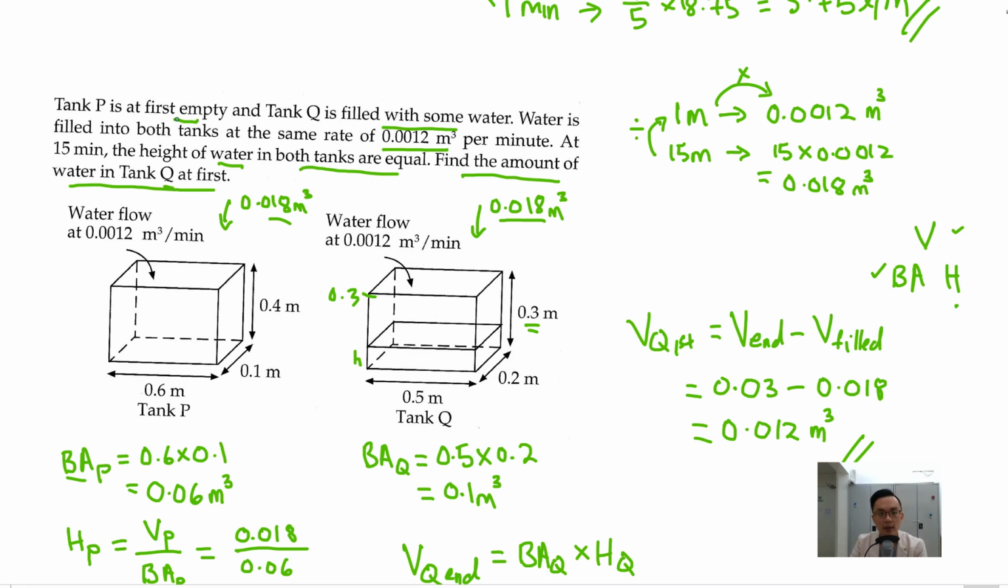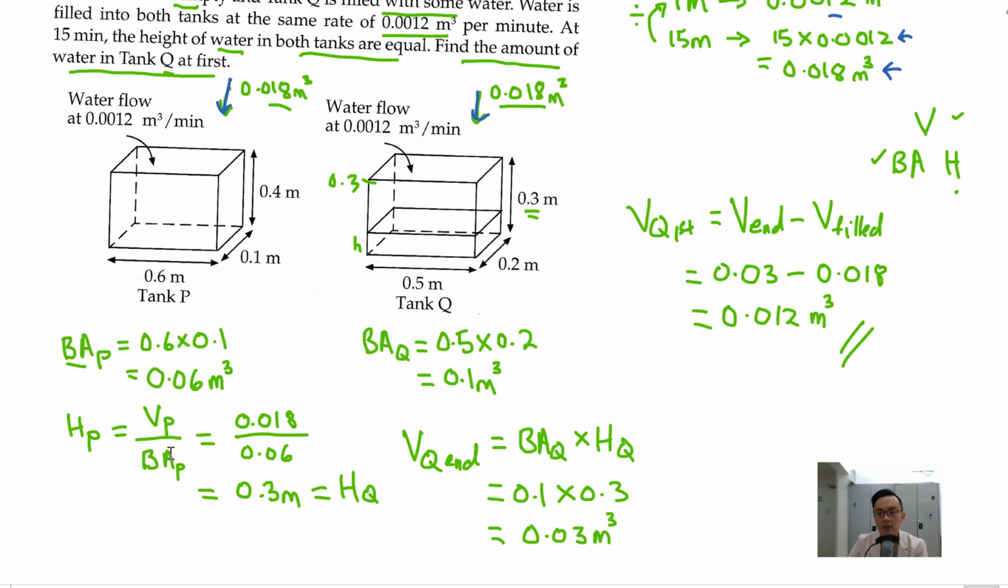So basically, the 2 tanks were empty. You poured in a certain amount of volume, and you find that if you take this, multiply by 15 minutes, you get this answer, which is the amount you pour for both tanks. So 0.018 cubic meters for both tanks. So then, because this tank was empty, right? So I can find the height.